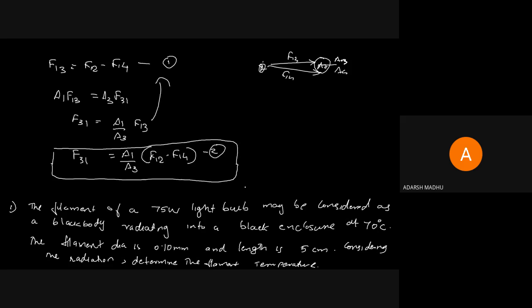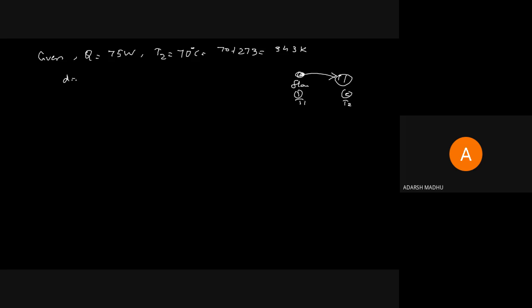T2 is 70 degrees Celsius and the filament diameter is given. Diameter D equal to 0.10 mm, that is 0.10 into 10 to the power minus 3 meter, converted into meter. And length L is given as 5 centimeter. It also has to be converted into meter, that is 5 into 10 to the power minus 2 meter.